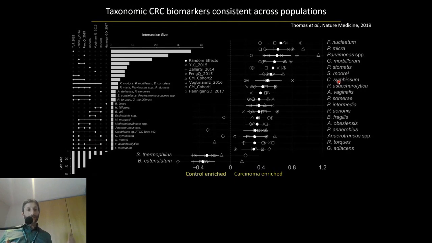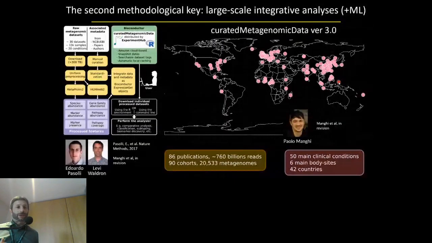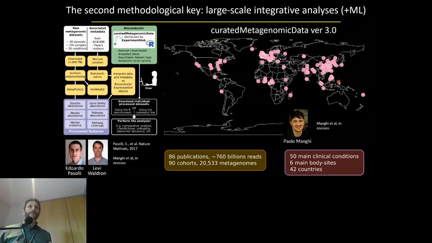So it is important, and this is the second methodological key, as I see it. The first was strain level profiling with those four goals. The second is to be able to profile the microbiome at the global scale. And we cannot think of doing a worldwide sampling for each study we have in mind. We need to integrate existing data.